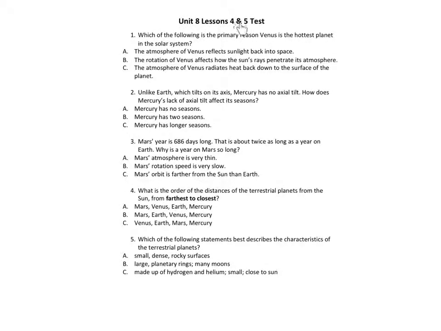Unit 8, Lessons 4 and 5 test. Number 1. Which of the following is the primary reason Venus is the hottest planet in the solar system? A. The atmosphere of Venus reflects sunlight back into space. B. The rotation of Venus affects how the sun's rays penetrate its atmosphere. C. The atmosphere of Venus radiates heat back down to the surface of the planet.